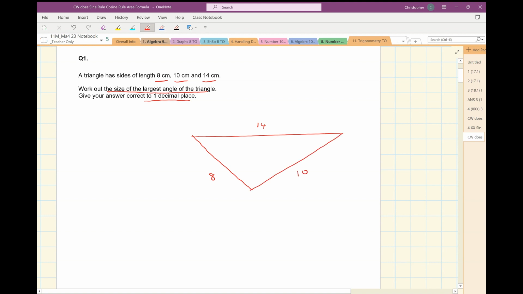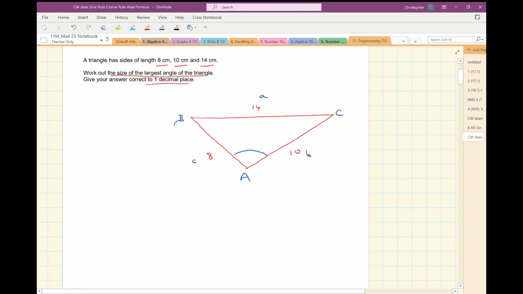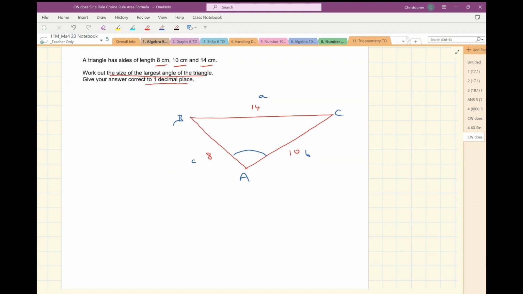Now I'm being asked to find the size of the largest angle. So that's going to be this angle here, the angle that's opposite the longest side. I'm going to call that A. So I've got B and C, and side little a, side little b, side little c. Now, I haven't got a right angle here, so I'm not going to be able to use SOHCAHTOA. So I've got a triangle here, and I know all 3 sides. So I'm going to use the cosine rule, because if you know all 3 sides, you can use the cosine rule. Now, in this case, I'm finding an angle.